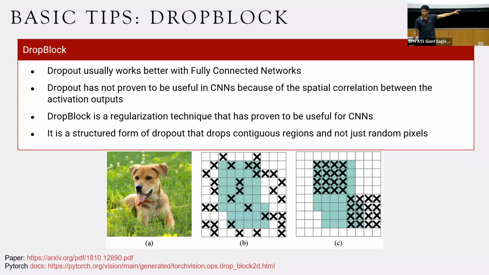So in that case, we would use something called drop block, wherein we remove the whole neighboring pixels. Instead of randomizing, you get contiguous regions removed, and you make the model adapt to even small features which you get.